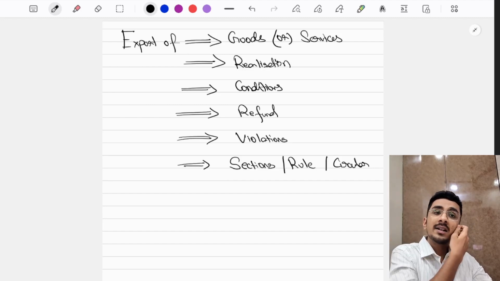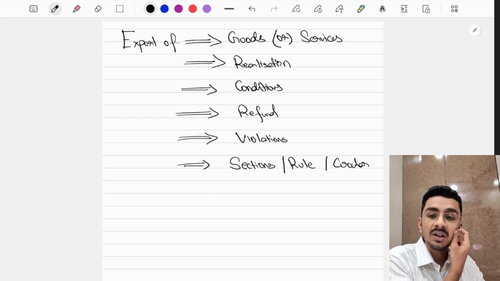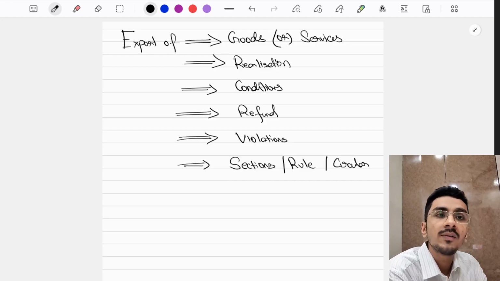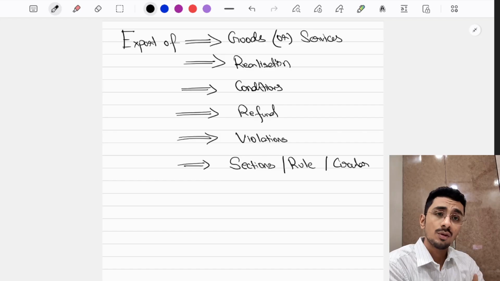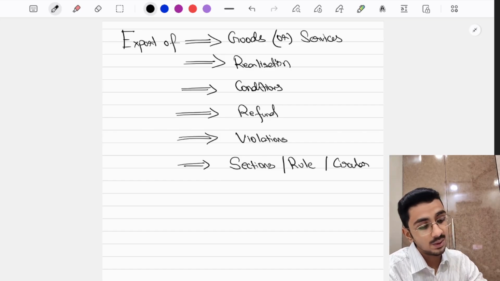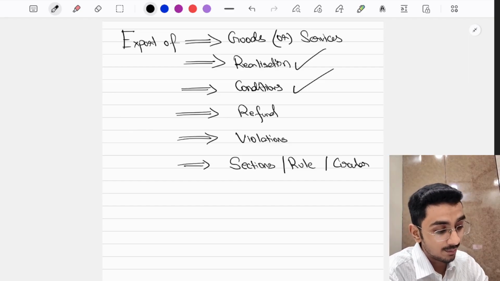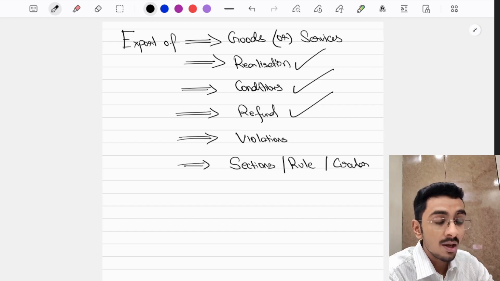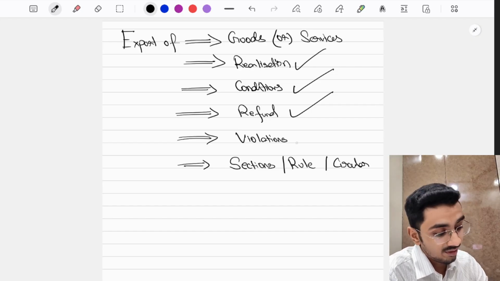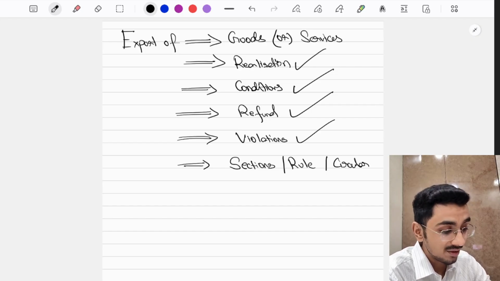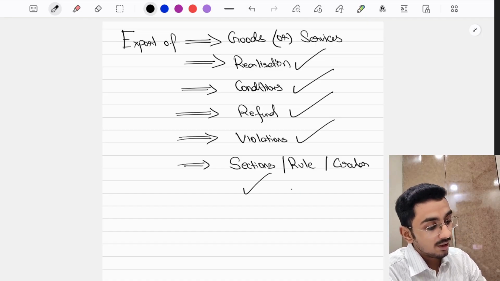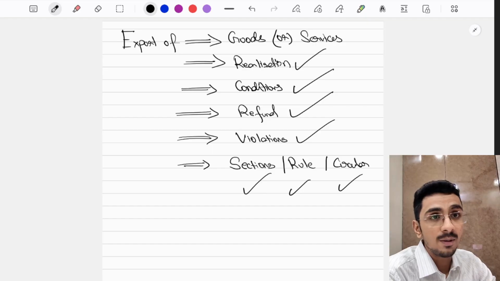Hi. In this video, we will try to cover all the spots with relation to export of goods and services and the subsequent realizations and the subsequent conditions and the component regarding refunds, what are the possible violations that could happen, and what are the sections or rules or circular references that have been provided.